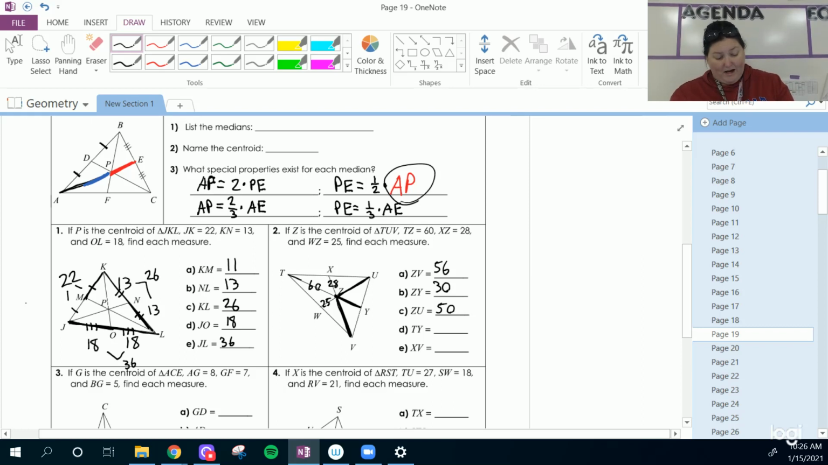And TY is this whole thing here. So 60 plus 30 is 90. And XV is this whole piece here. So I have 28 plus 56 is 70. Why can't I do this in my head? No, 84.